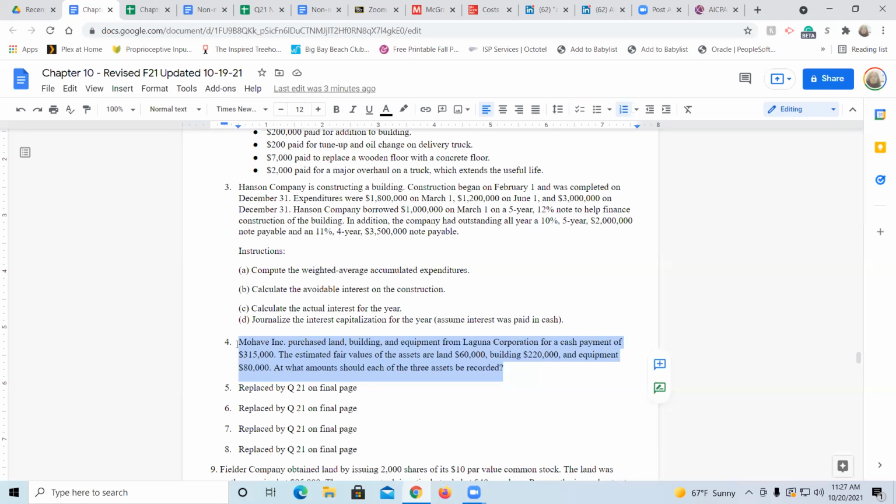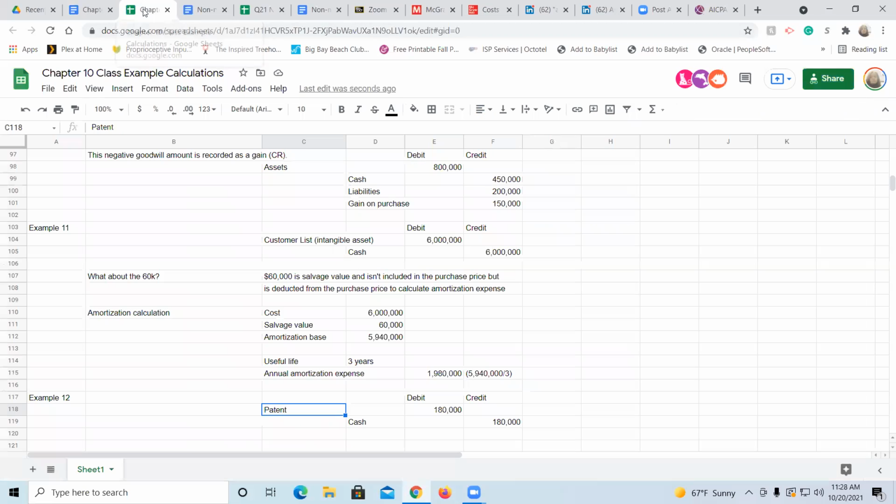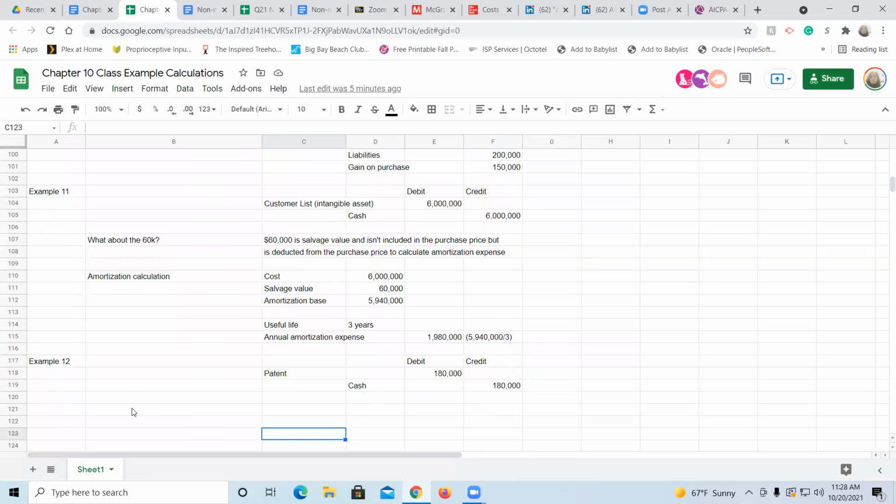The estimated fair values, so there's the whole notion of relative fair value that I spoke about. The estimated fair values of the assets are: land is $60,000, the building is $220,000, and equipment is $80,000. At what amount should each of these 3 assets be recorded? All right, so let's go in here. This is the example for lump sum purchases.